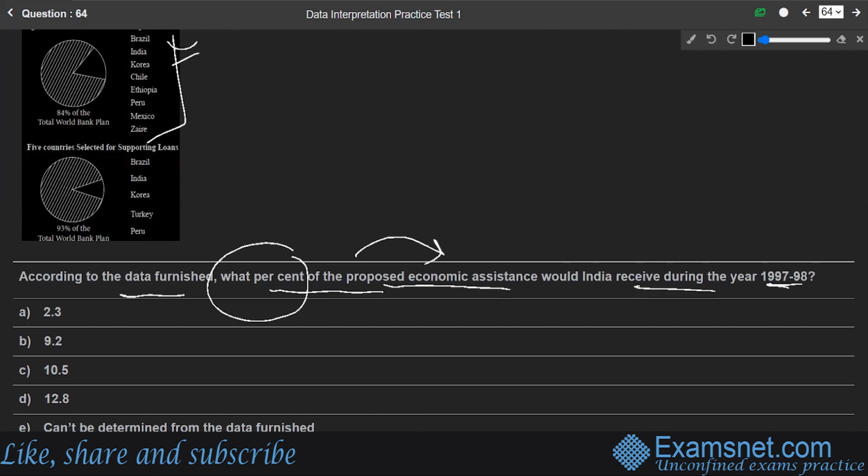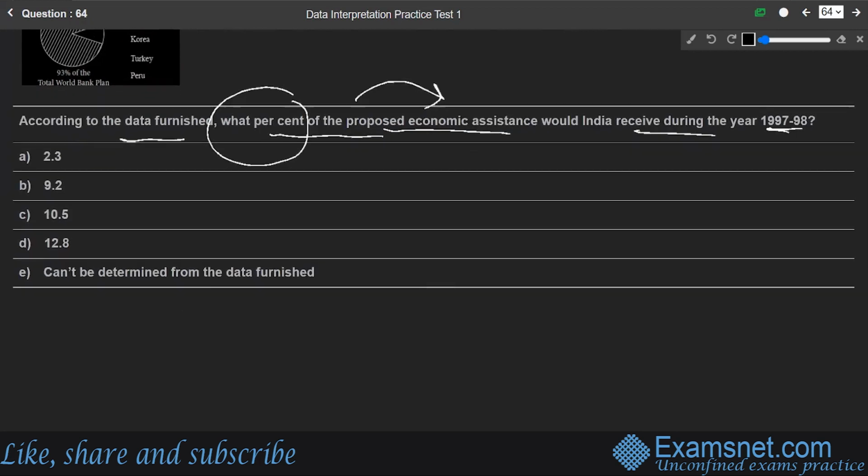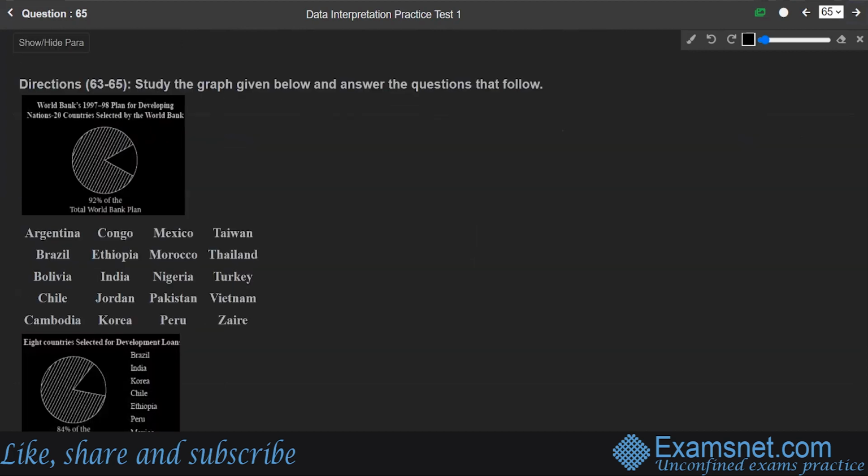So it is not possible to determine. Either they should mention that each country is receiving the same percentage, but they have not stated like that. They have just asked what should be the percentage received by India. As the percentage value is not given and the percentage chart is not there, clearly the answer to this question is cannot be determined because the data is not sufficient. That is the right answer.